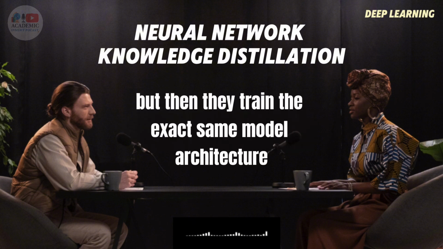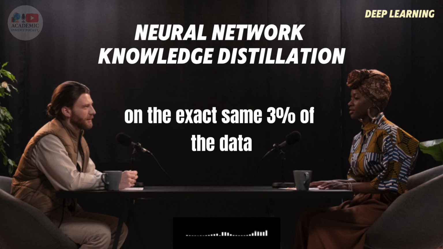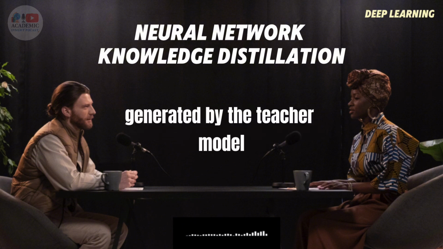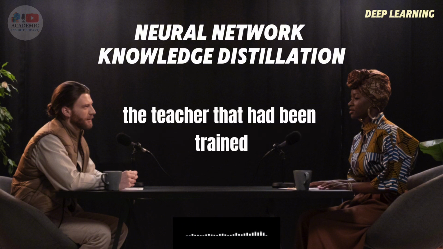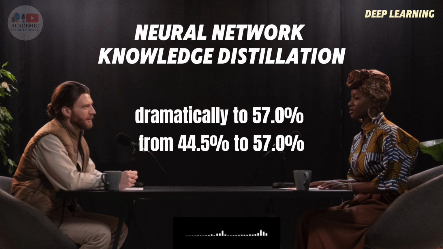Right. But then they trained the exact same model architecture on the exact same 3% of the data. But this time, instead of hard targets, they used the soft targets generated by the teacher model. The teacher that had been trained on the full 100% data set? Correct. And the difference was? Huge. The test accuracy jumped dramatically to 57.0%.